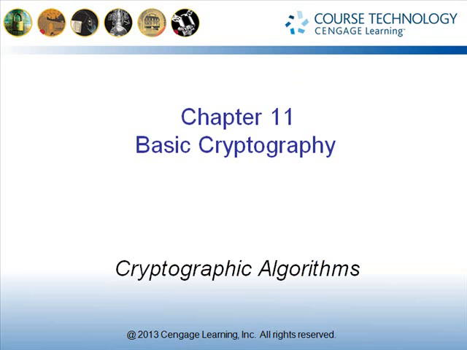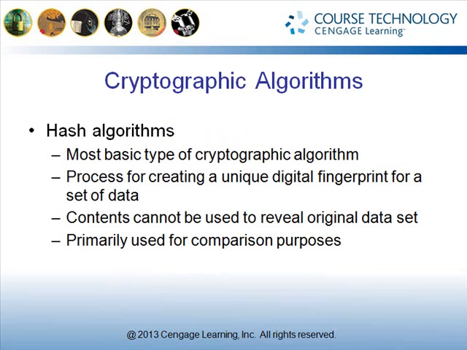We'll talk about basic cryptographic algorithms to begin, and the most basic is something known as a hash algorithm. Hashing is a process for creating a unique digital fingerprint for a set of data. This fingerprint can be called a hash, sometimes it's called a one-way hash, sometimes it's called a digest. This fingerprint represents the data.